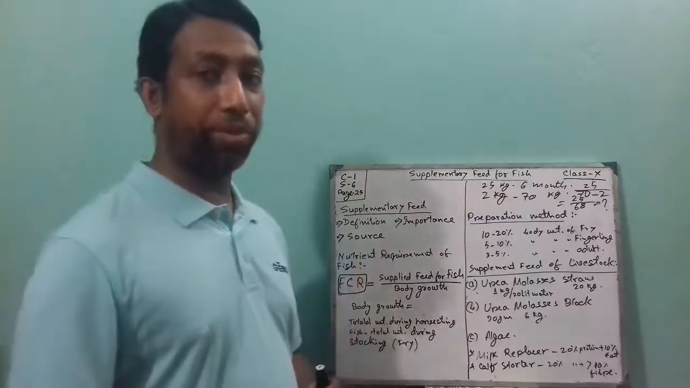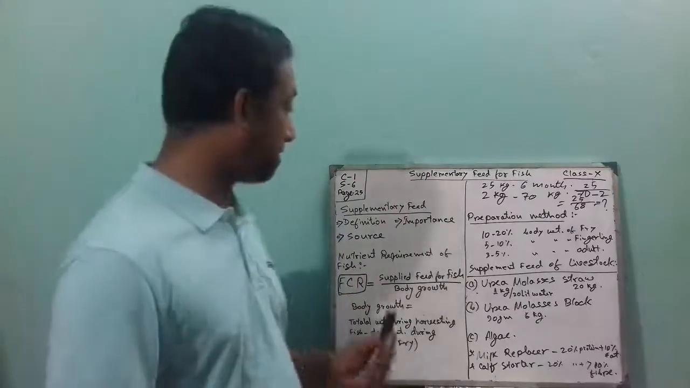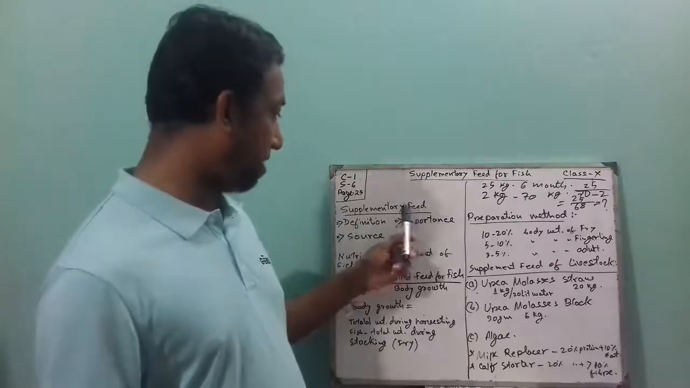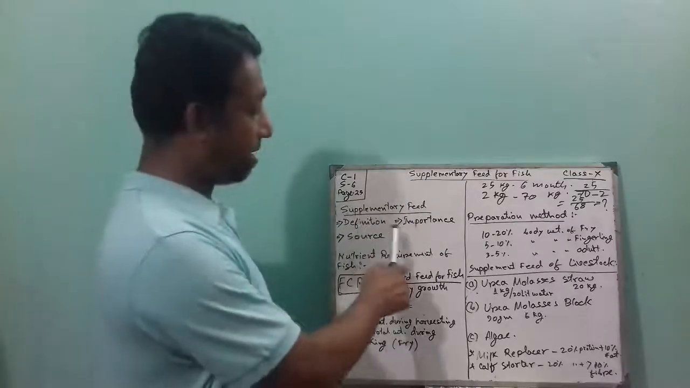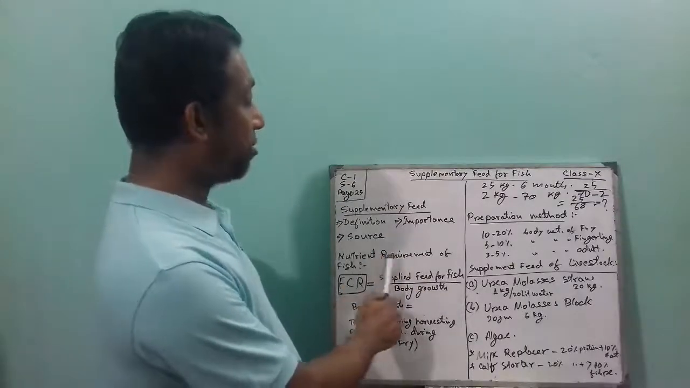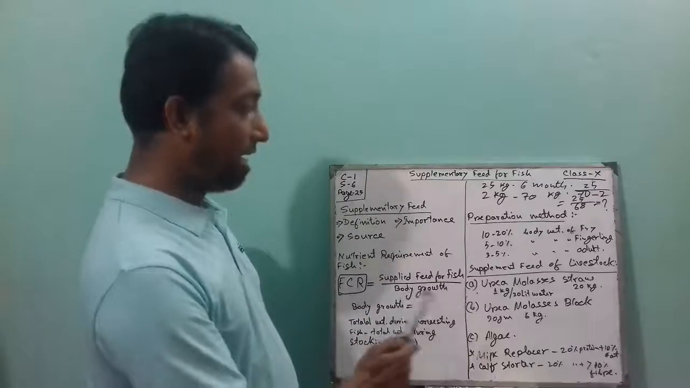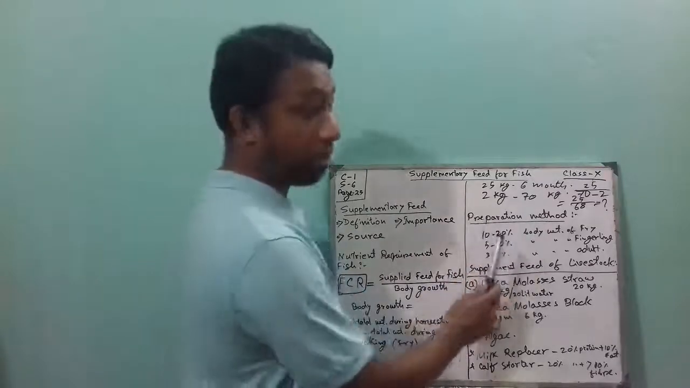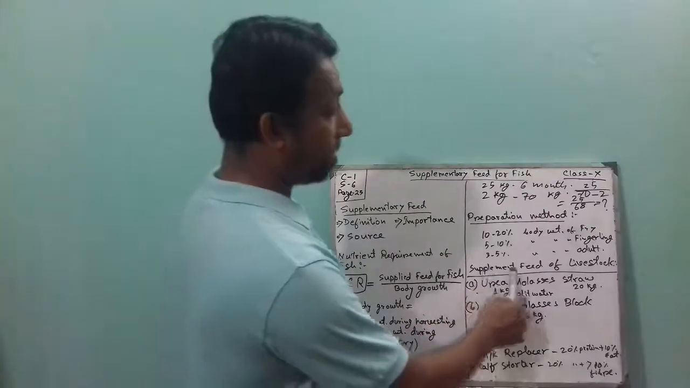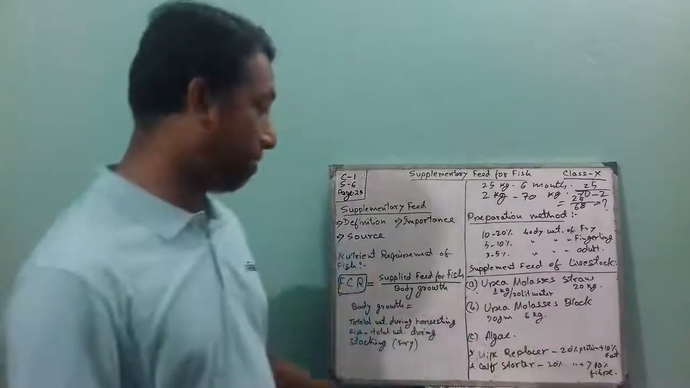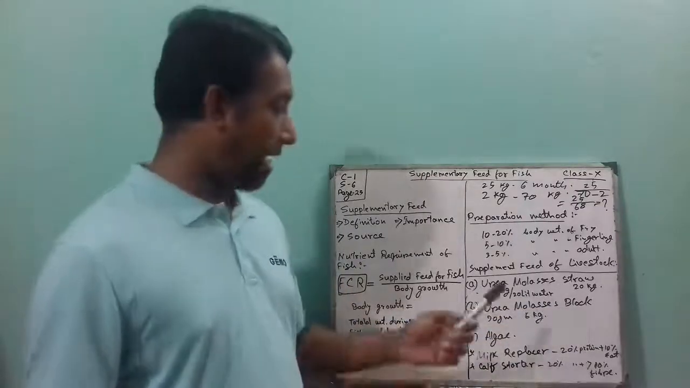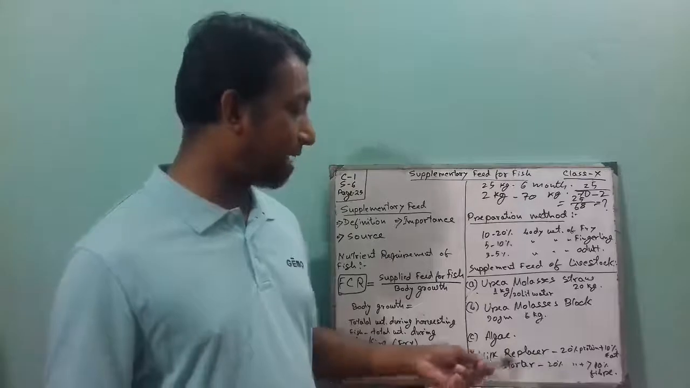So today we discussed this chapter, supplementary feed: the definition of supplementary feed, importance and source, the nutrient requirement of fish including FCR, the preparation method of supplementary feed, and how to provide supplementary feed in the pond. Then supplementary feed of livestock: urea molasses straw, urea molasses block, and algae. And the other one is milk replacer and calf starter.